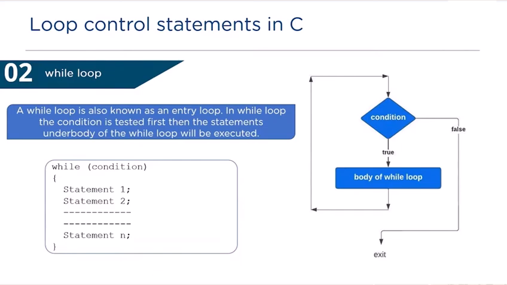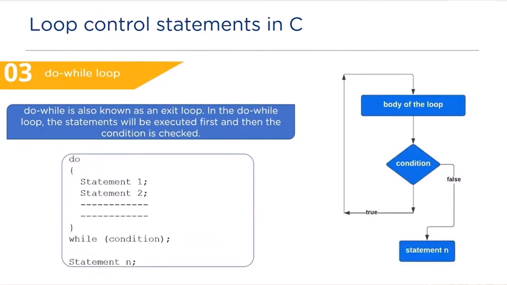Next, the do while loop. Do while is also known as an exit loop. In the do while loop, the statements are executed first and then the condition is checked. Do statement 1, statement 2 and so on, while condition. Flowchart: condition, body of the loop, then condition. If it's true, the loop begins again. It keeps on looping. If it's false, then the last statement runs and it ends.